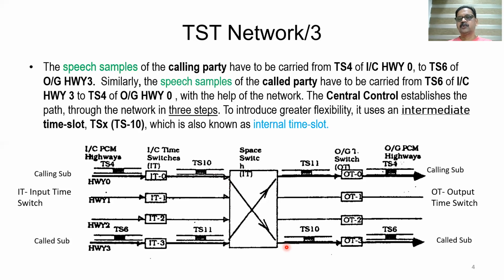Then the output also is a time stage. Here also it changes the time slot, from TS10 to TS6. This is one path. In the reverse path from called to calling subscriber we will have another time slot, TS11. These two time slots are internal to the network, within the network. They are known as internal time slots.